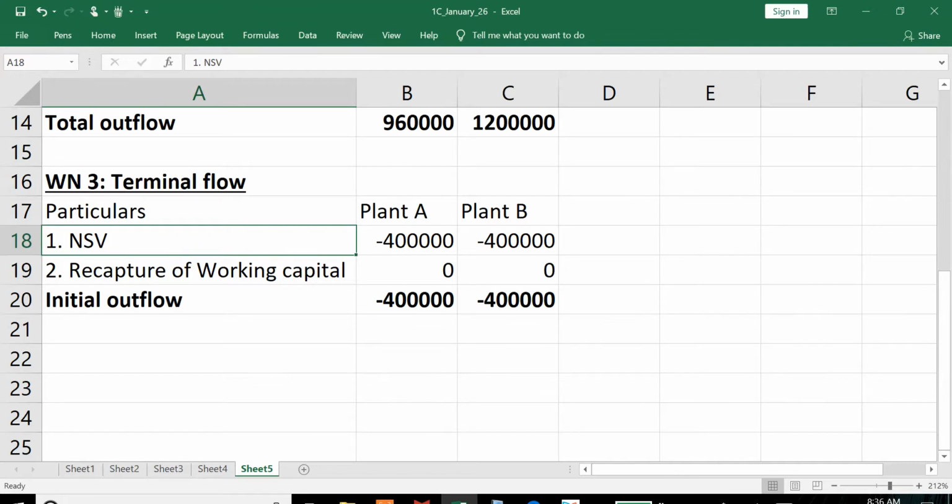Any doubts in this? Now you can consolidate this and calculate present value of outflow. Separately you do plant A and then plant B. Consolidation and calculation of present value of outflow. Year 0 outflow you know. This is annuity 1 to 15 and at the end of 15th year.